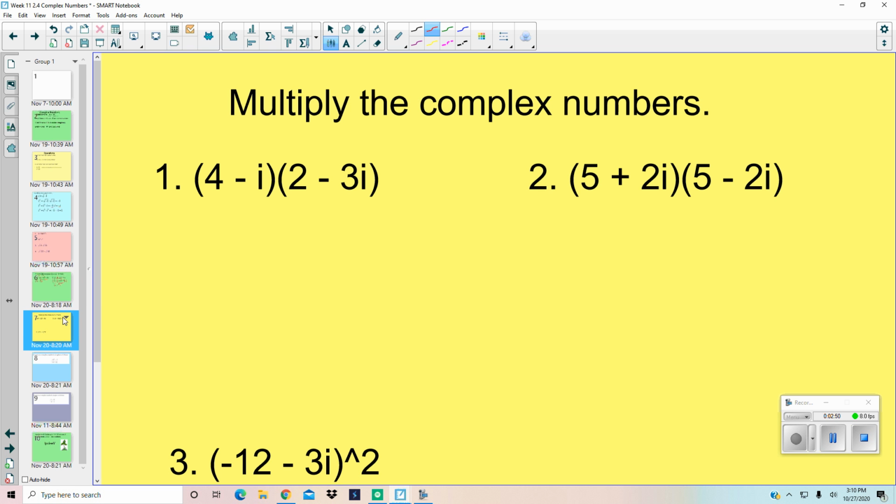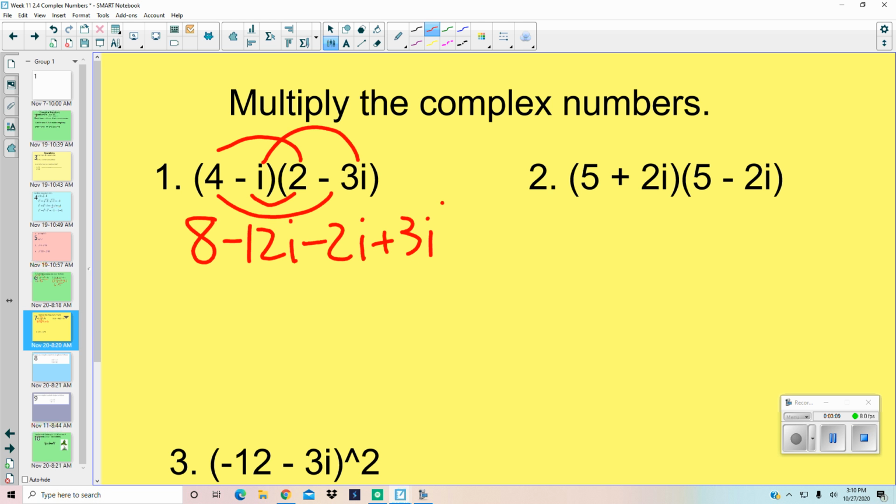For multiplication, you're going to FOIL. So when I multiply here, I get 8. And then I do the inside and the outside. So the outside would be -12i. The inside would be -2i. Then the last would be +3i squared. Okay, so remember that i squared equals -1. So then this part is going to become -3. Combined with 8 is 5. And then I get -14i when I combine the i terms.